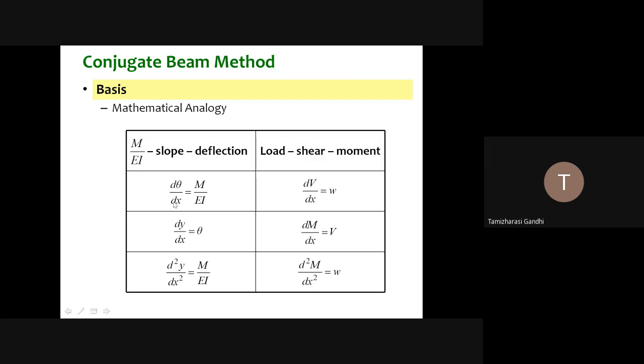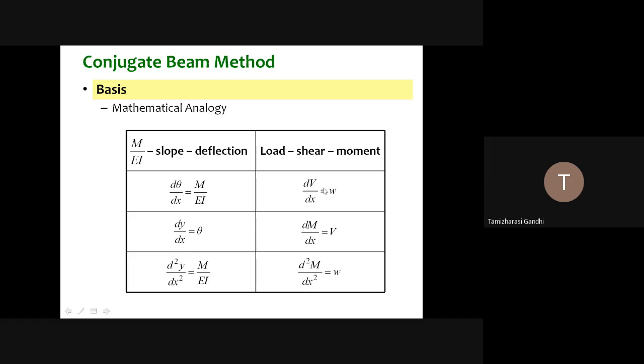So d theta by dx is equal to M by EI, and dy by dx is the slope, relating rotation with respect to curvature, displacement with respect to rotation, again displacement with respect to curvature. So we are now finding the relation between curvature, rotation, and displacement.